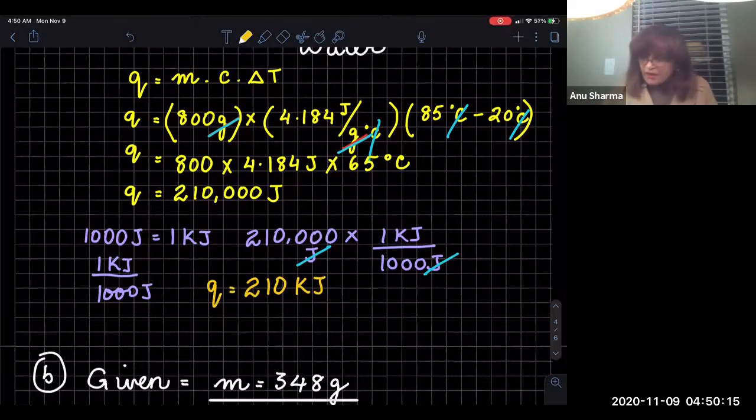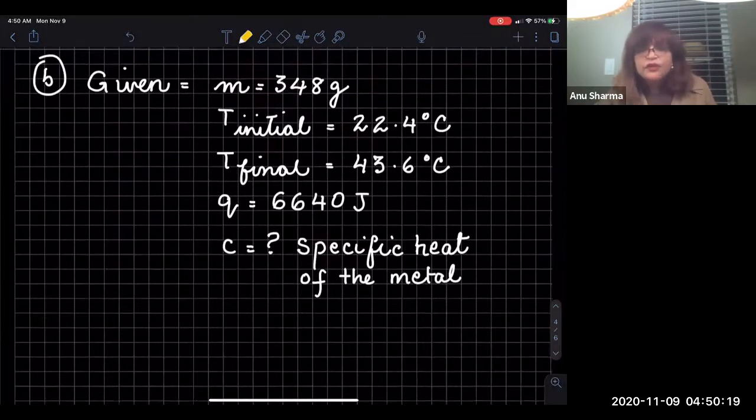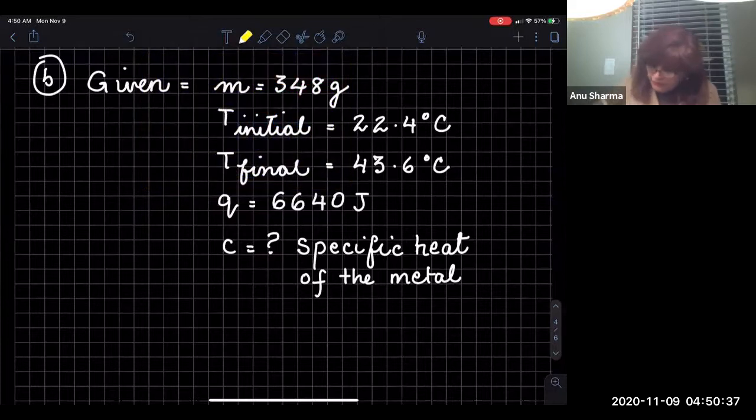Okay, let's look at another example in which you are given the mass of 348 grams of a substance. Initial temperature 22.4, final temperature 43.6. You're given the heat 6640 joules, and you want to find out the specific heat of this particular metal. So once again, we are going to write down the formula always. Q is equal to M times C times delta T.